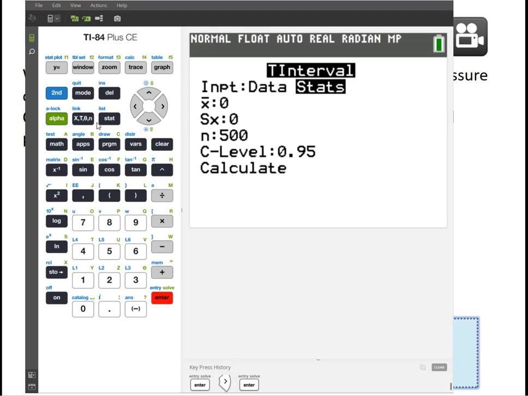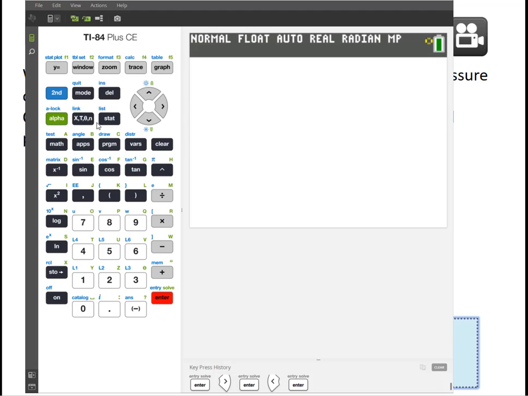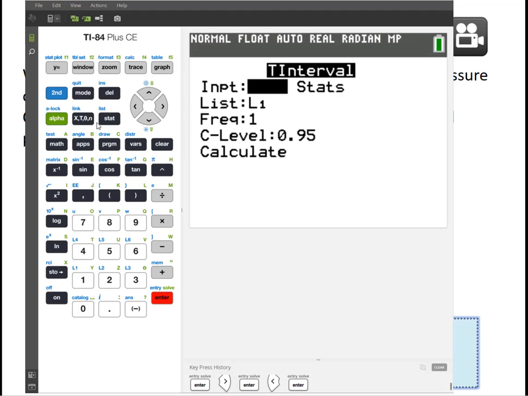and not the data. So notice that that first item on your list is input, and you can choose between data or statistics. Well, I was given a set of data, so I need to switch that over to data. So I'm going to move my cursor once to the left to highlight data, and then I'm going to hit enter. And now my calculator has switched screens to the data screen for t-interval. And now my list of data looks like input, and I have the data highlighted.